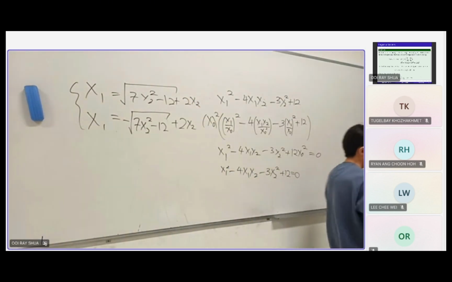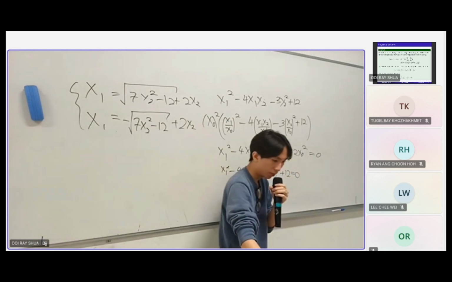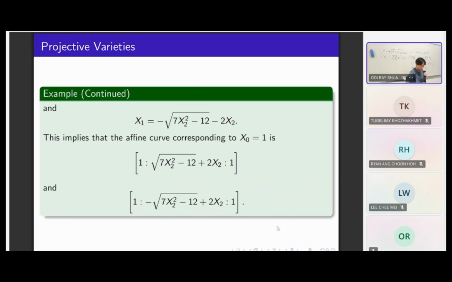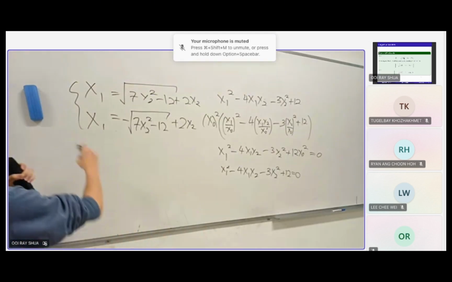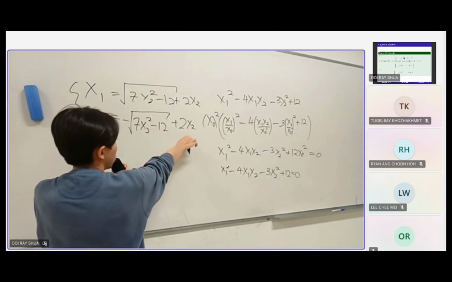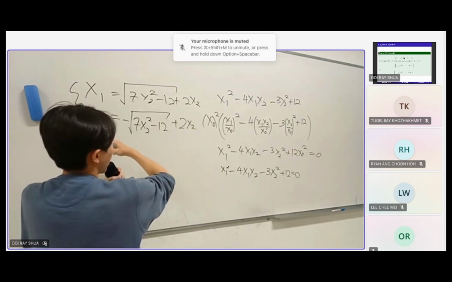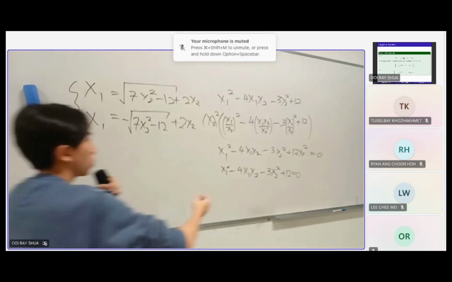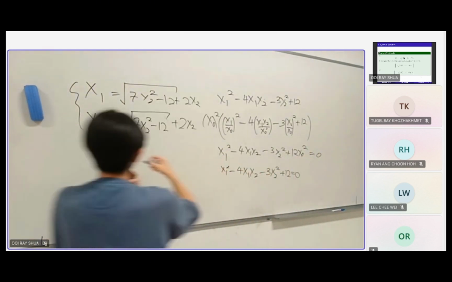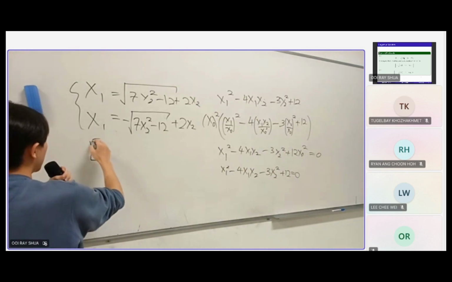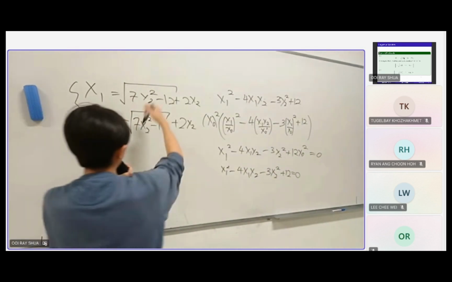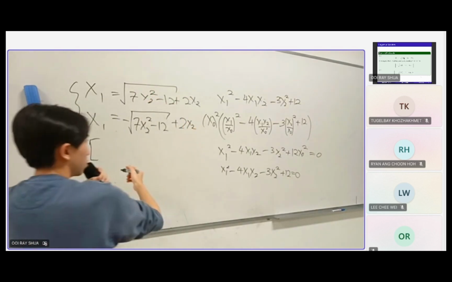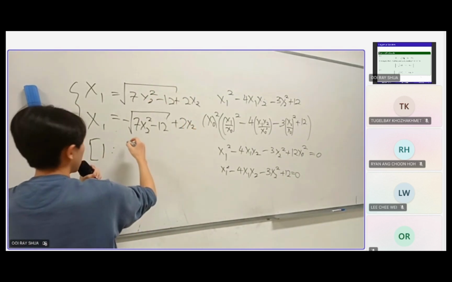I think that's a typo. It's not a problem. Yeah, it's a typo. So you have solved that x1 will depend on x2. Okay, and then you choose your x0 to be 1. So in projective space, the points in your projective space you split into two because you have two different solutions.